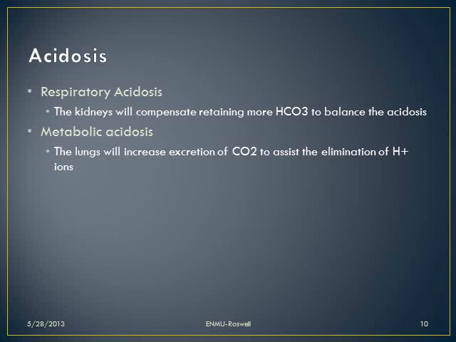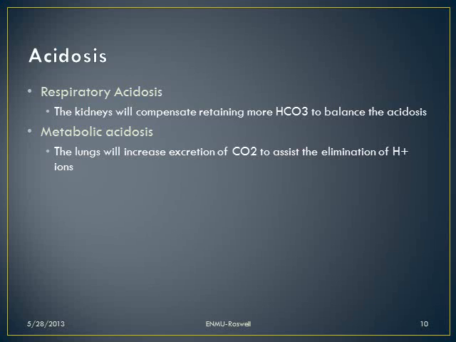So acidosis. Respiratory acidosis, the kidneys are going to compensate by retaining bicarbonate to balance that acidosis. If we're in a respiratory acidosis, that means we have retained too much CO2, so we're acidotic, so we're going to try to retain bicarb, because bicarb is going to do what to the CO2? Buffer. It's going to counteract it. It's going to buffer it.